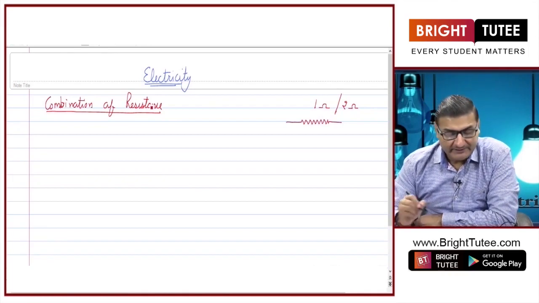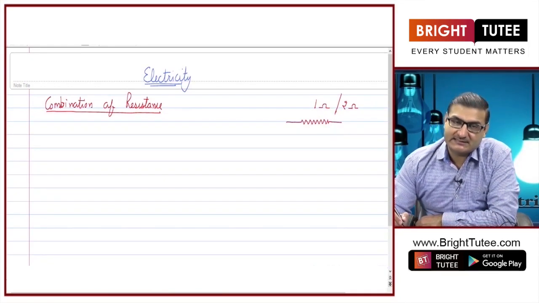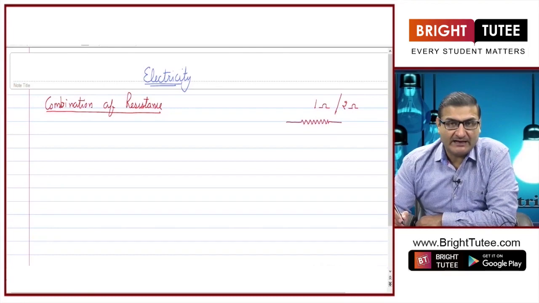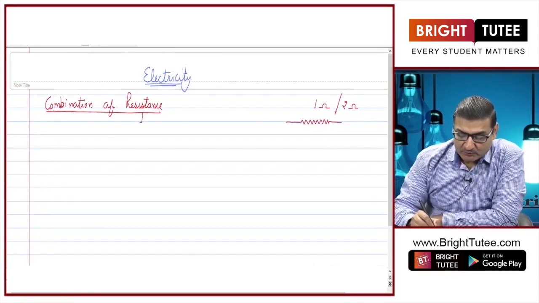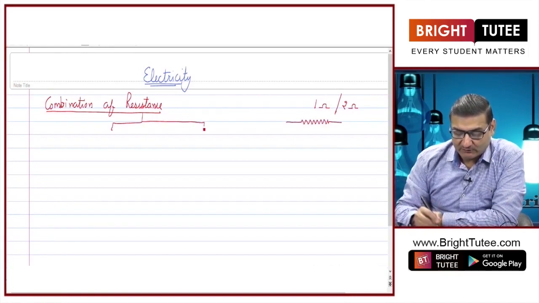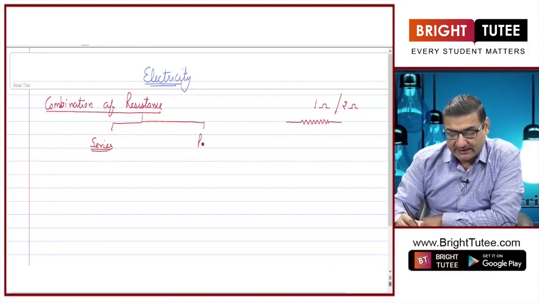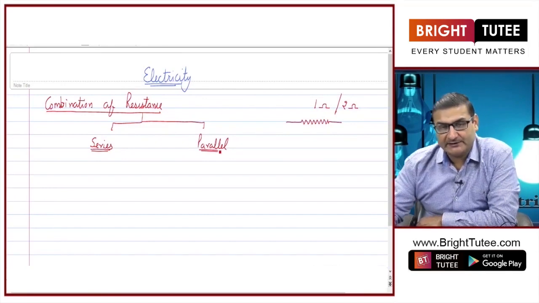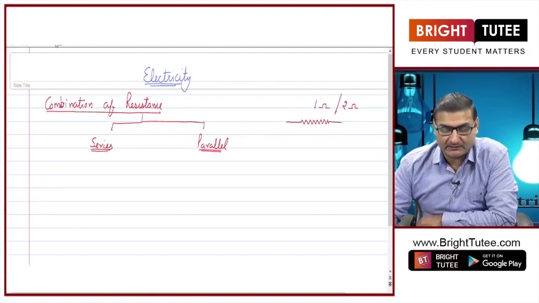Now we will be combining various resistances to get the desired total resistance. Why? We will study in a bit detail a bit later on. There are two possible ways by which we can combine the resistances. One is a series combination and the other is a parallel combination. Try to relate, students, what exactly is series or parallel combination.